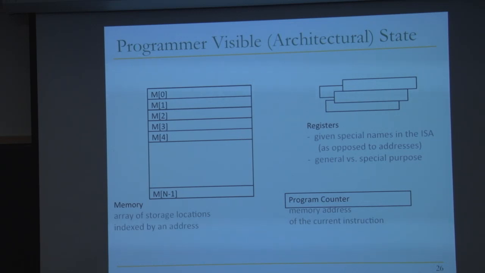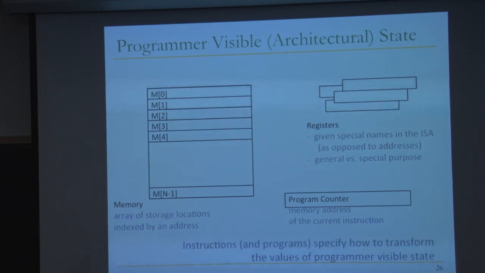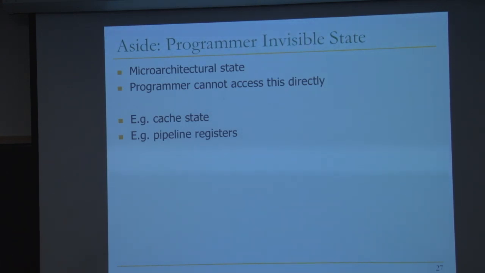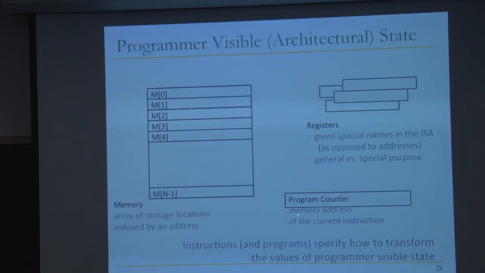But many ISAs actually specify these registers that have special names, as opposed to memory addresses, that could potentially be general or special purpose that the programmer or the compiler can use to maximize performance. And the hope is that the programmer and the compiler can do a better job managing this than the hardware. OK. And instructions specify how to transform the values of the programmer visible state.